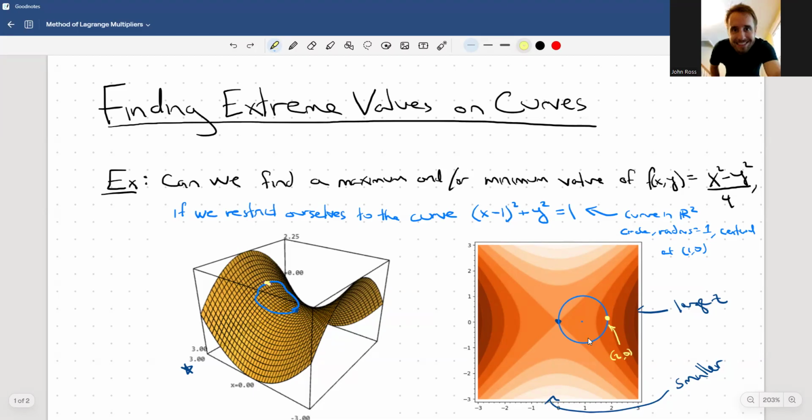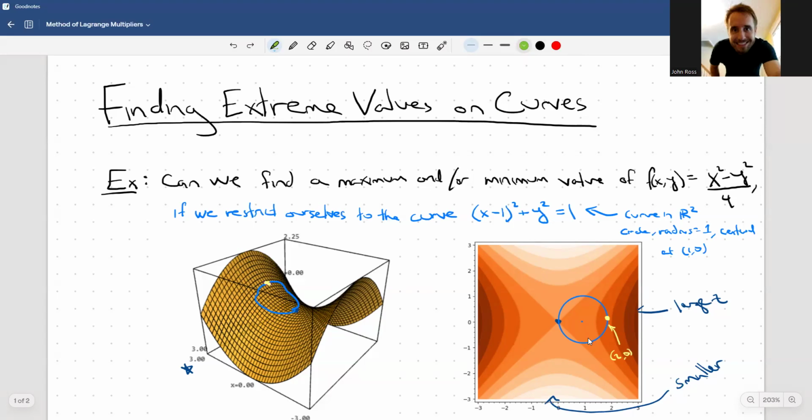How do we find our maximum value? How do I find this point (2, 0), provided that I need to stay on this circle? And more broadly, if I have a function f of x, y, a three-dimensional or multivariable function, and I have a restricted domain given by a curve, how can I identify the maximum or minimum values? And so we're going to talk about this at length below.